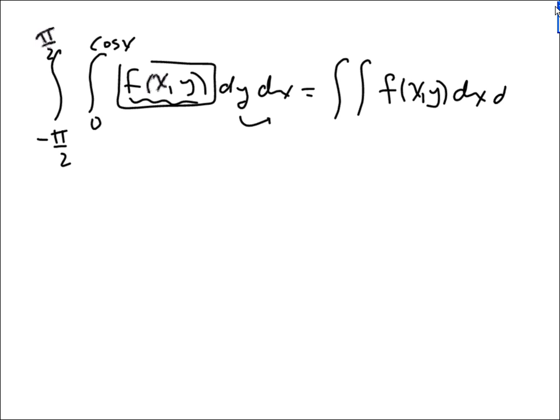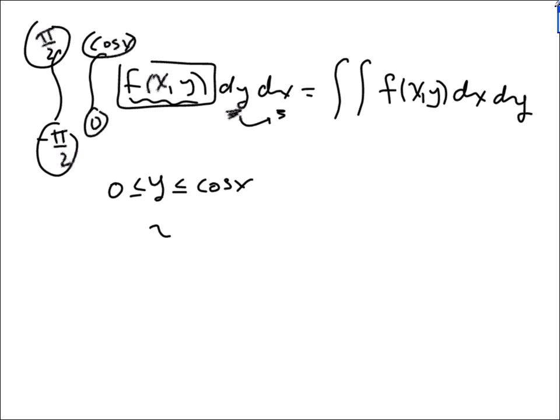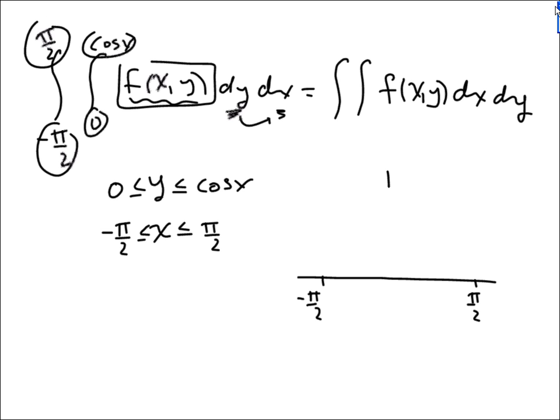But we're interchanging the dx and the dy. Okay. So y goes between 0 and cosine x. And x goes between these numbers. And this is the symbol for x is in between. x is in between negative pi over 2 and positive pi over 2. Here is negative pi over 2. Here is pi over 2. Smack in the middle is the y-axis.